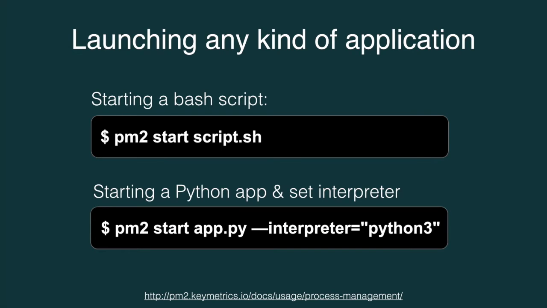PM2 is dedicated to Node.js, but behind the scenes, it's only a kind of simple fork. So you can start any kind of script. If you need to start a bash script, for example, you do PM2 start script.sh. There is a kind of hash table that does mapping, like this is the sh extension, so it's a bash script and it will start it. But if you need to declare your interpreter, you do PM2 start my application --interpreter python, so you can set the right interpreter to start the application.